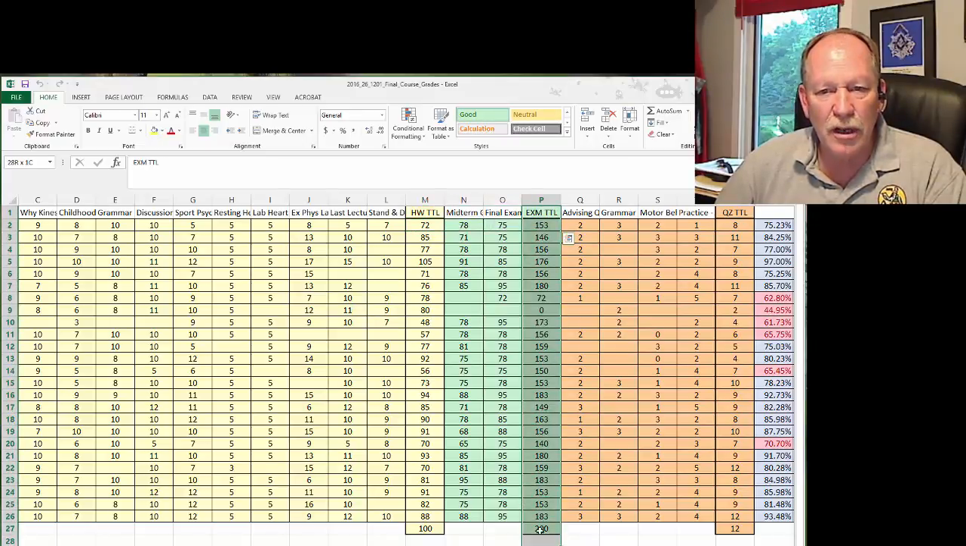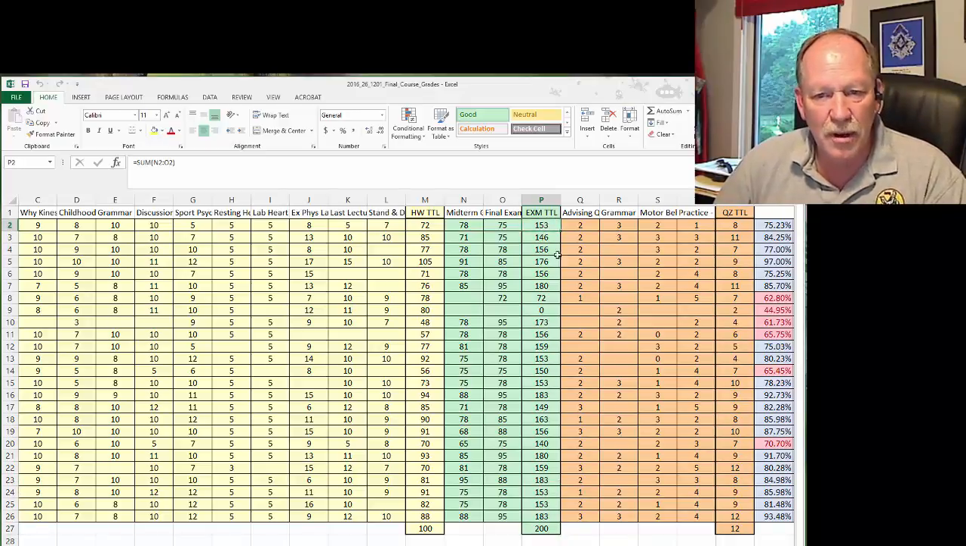The two exams are added together. That total is here in column P. You see up here it says exam total. If you remember, we took your score, curved it, adjusted it, and then posted it out of 100. And so you have a midterm and a final exam. Together, you have a total possible of 200 points. Okay, so again, this is pretty straightforward.